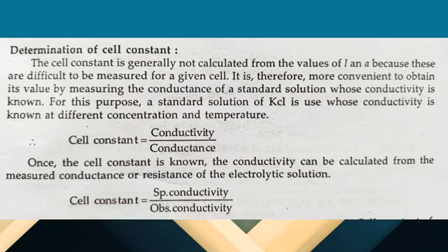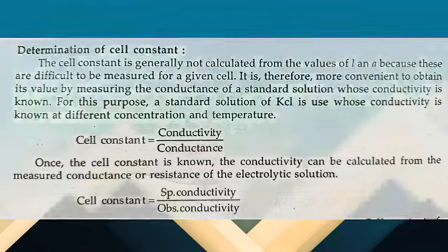So finally, what will be the cell constant? It is the conductivity upon conductance. Once the cell constant is known, the conductivity can be calculated from the measured conductance or resistance of the electrolytic solution. So cell constant is equal to specific conductivity upon observed conductivity. By knowing the specific conductivity and the observed conductivity, the cell constant can be easily calculated. In this way, the cell constant is determined.